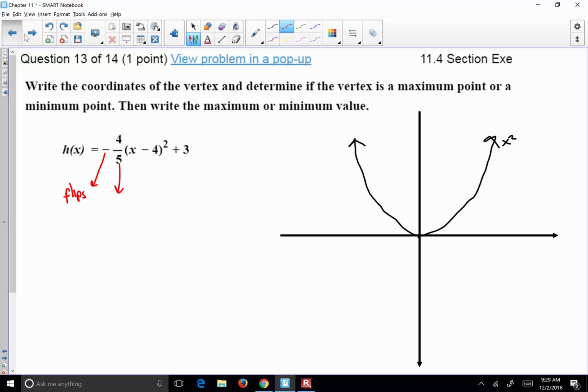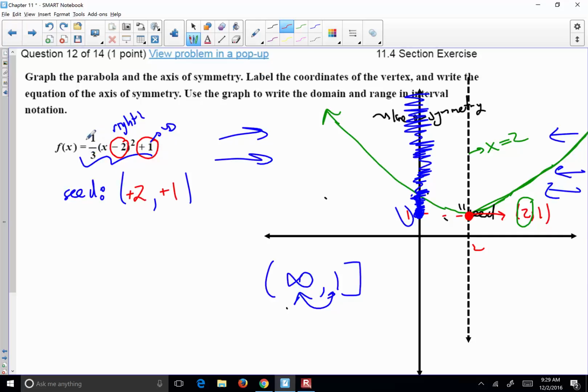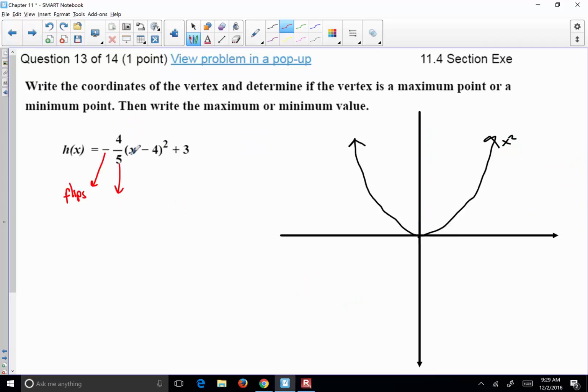Well, this was a fraction as well. 1/3. But it shrunk it. Got wider. Fraction or whole number is not the criteria. What is the criteria? Less than 1. Take a calculator, divide 1/3. Is it less than 1? Yeah, it's 0.333. Take a calculator, divide 4 by 5.